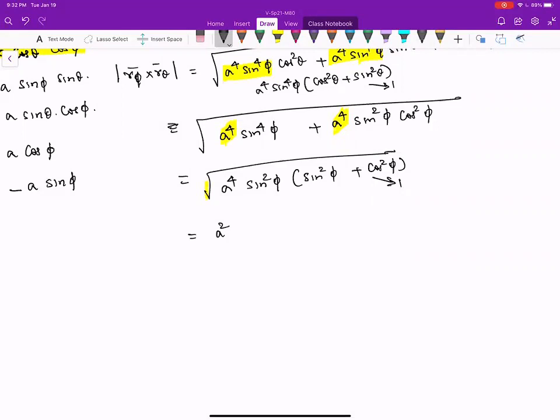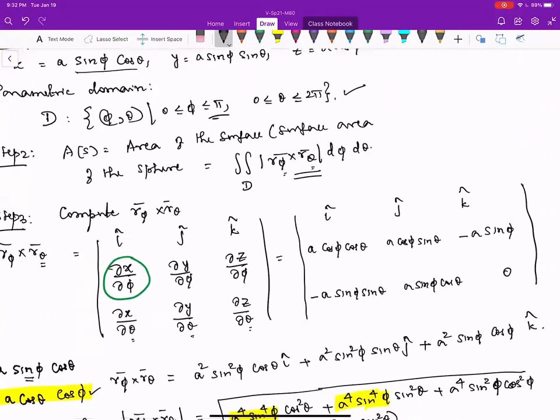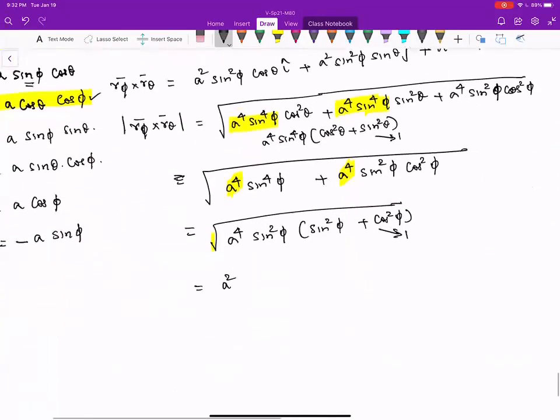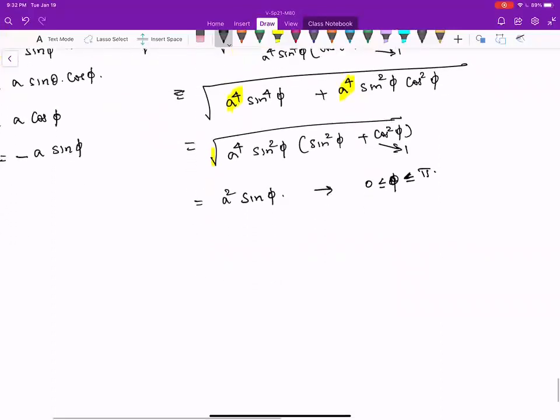absolute sine phi technically, but phi lies between 0 and pi, so between the first quadrant and the second quadrant only. So it is going to be positive. So I can remove the absolute sign and write that as just sine phi. The reason being phi lies between 0 and pi because of that.